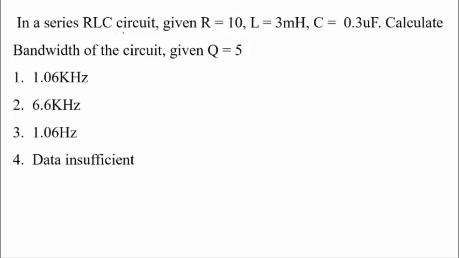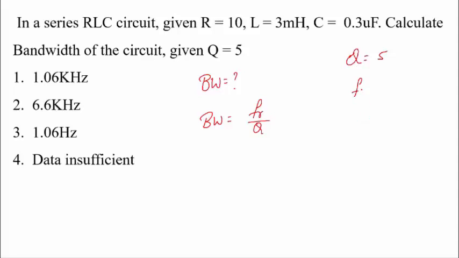In a series RLC circuit given R equals to 10 ohm, L equals to 3 millihenry, C equals to 0.3 microfarad. Calculate the bandwidth they have given. So bandwidth we have to find. What they have given is quality factor which is equals to 5. How we are going to calculate quality factor, which is 1 divided by R into root of L by C. And what is the formula for bandwidth? Bandwidth equals to FR divided by Q, where FR is the resonant frequency.